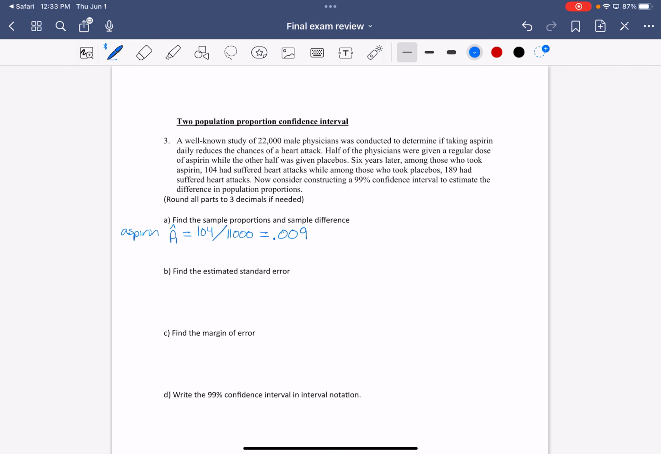All right, now for the second group, the placebo group. So that's my P sub 2 hat. Those who took the placebo, how many had a heart attack? 189. So 189 out of, again, 11,000, because they were split evenly. That will give you 0.017.